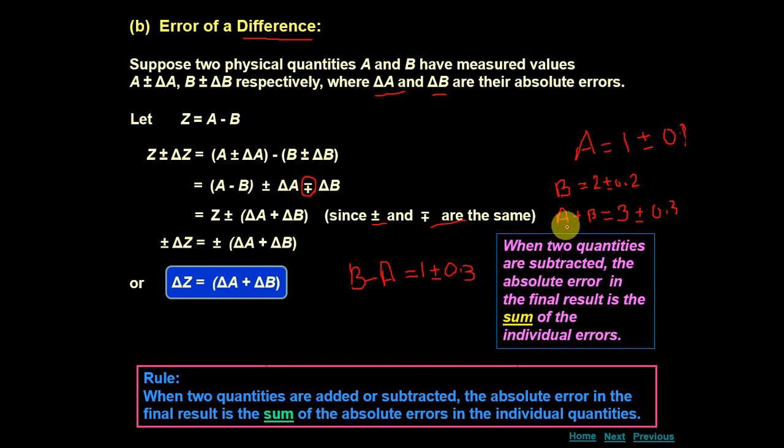So in case of addition as well as subtraction, the absolute errors will get added, and the actual values will have the operation which you are doing on them. Means if you are subtracting the actual values, they would get subtracted. If you are adding the actual values, they would get added.